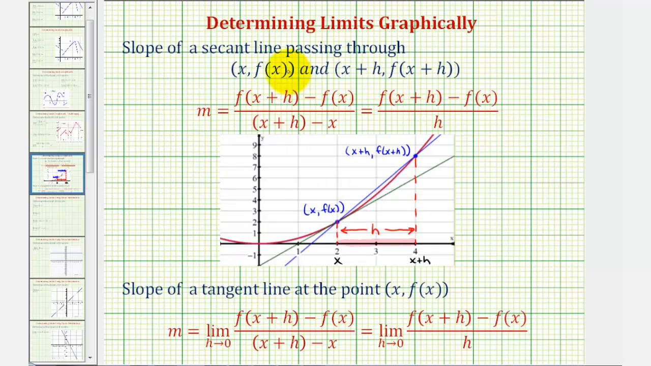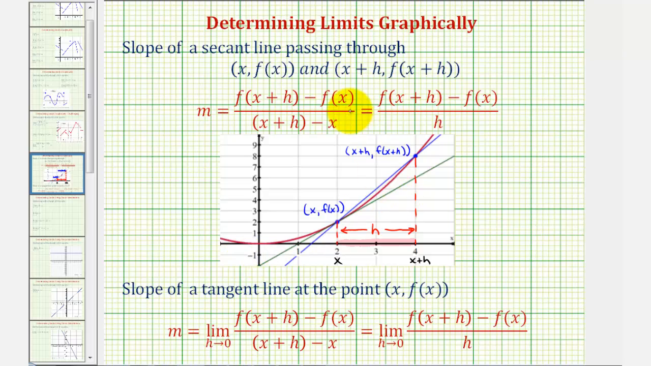The slope of a secant line, or line passing through 2 points, where the points are x comma f of x and x plus h comma f of x plus h, would be given by this quotient here. We can think of this as y sub 2 minus y sub 1 divided by x sub 2 minus x sub 1, or the difference of the y coordinates divided by the difference of the x coordinates. Notice in the denominator, the x's would simplify out, leaving us with just h.